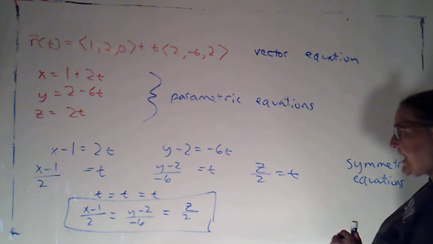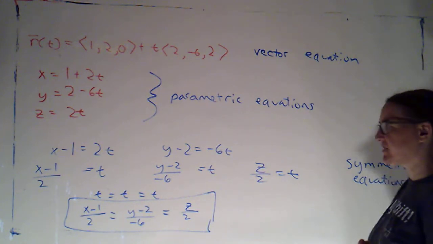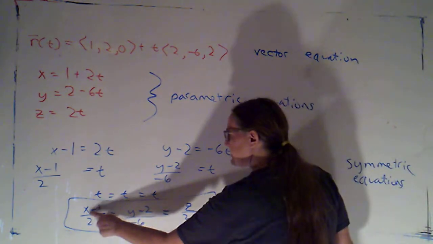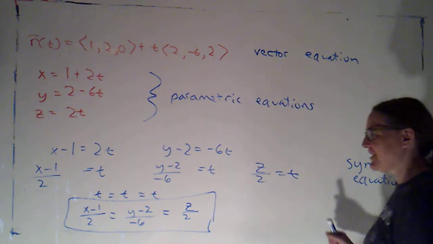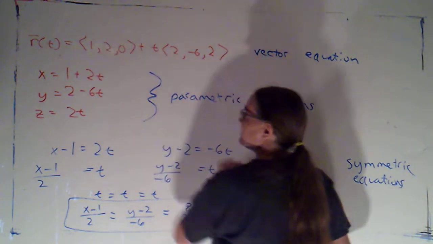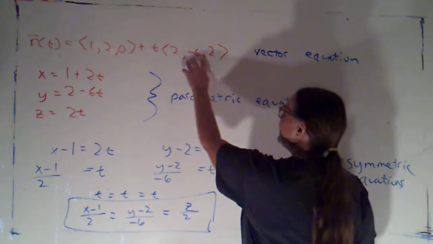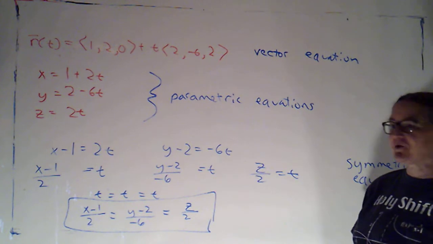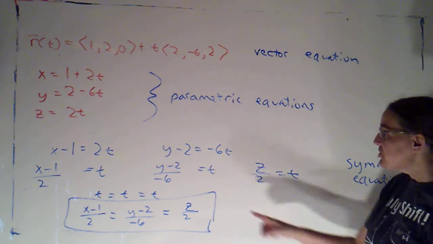And you'll notice I can pick out from here what my starting point and what my direction vector are. The numbers that I'm subtracting from x, y, and z give me the coordinates of my starting point: 1, 2, and 0. There's my starting point. The denominators, 2, negative 6, 2, give me the components of my direction vector. I will just caution you, do be careful.